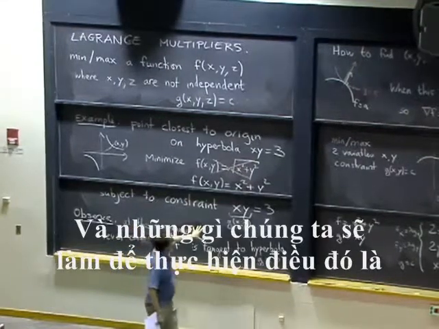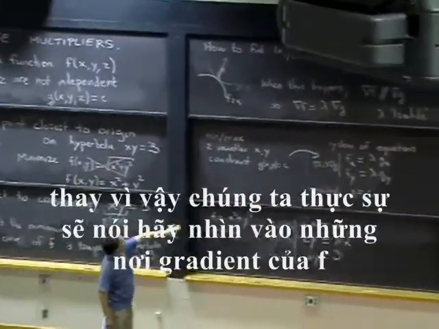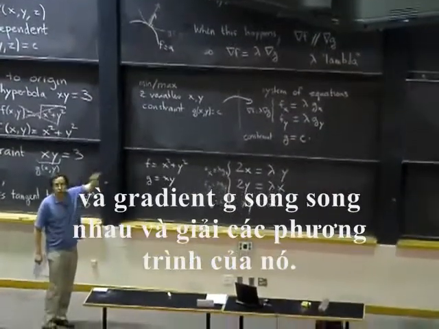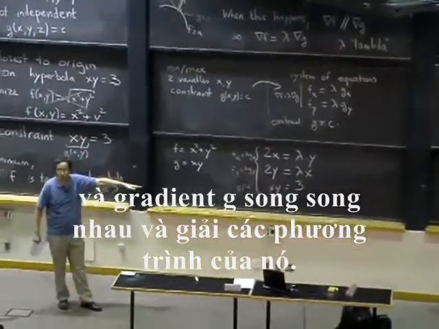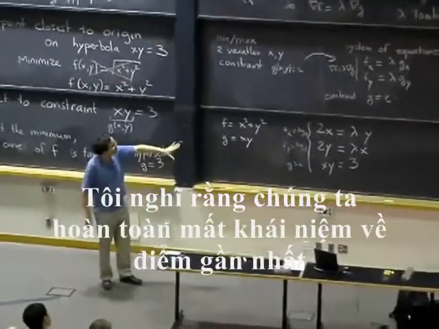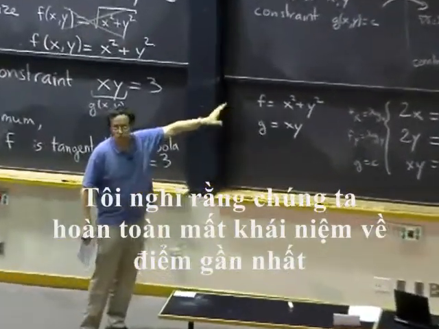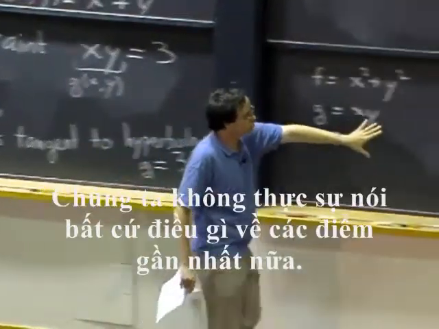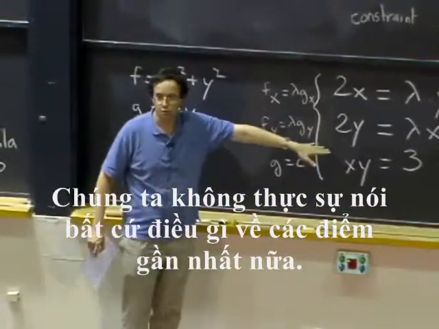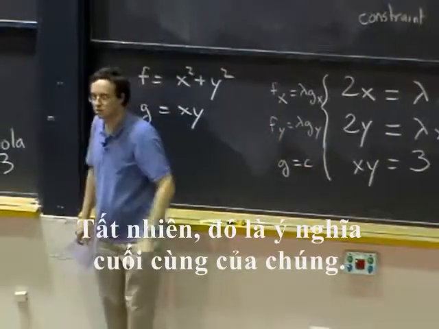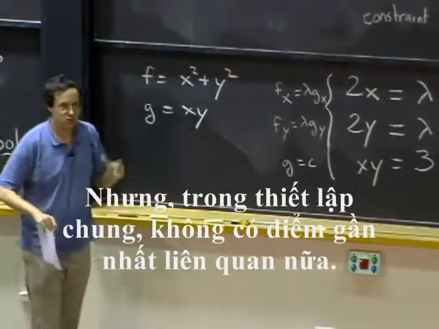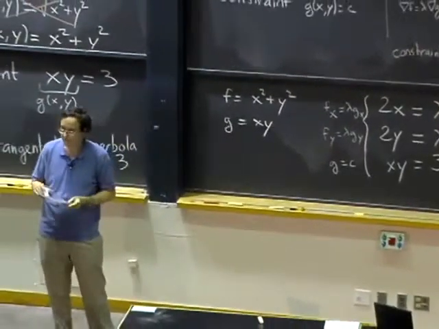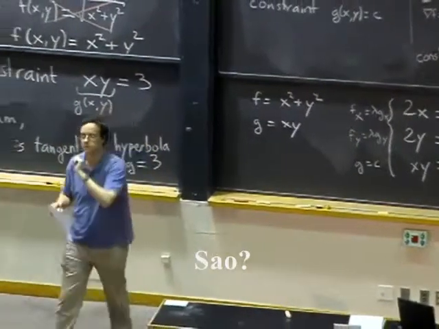And what we're going to do for that is we're really going to say instead, let's look at places where gradient f and gradient g are parallel to each other and solve for equations of that. I think we completely lose the notion of closest point if we just look at these equations. They don't really say anything about closest points anymore. Of course, that's what they mean in the end. But in the general setting, there's no closest point involved anymore. Does that make sense? Okay.